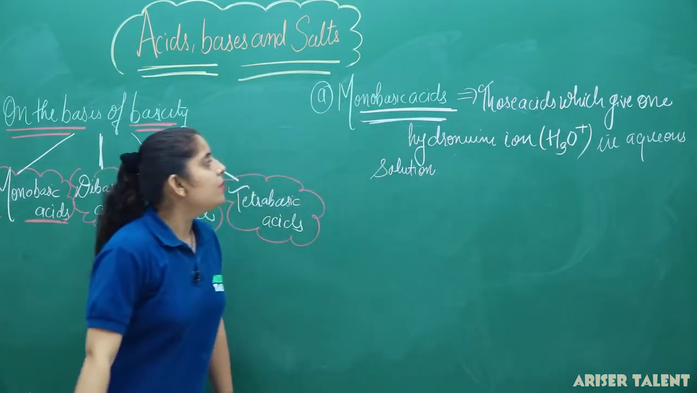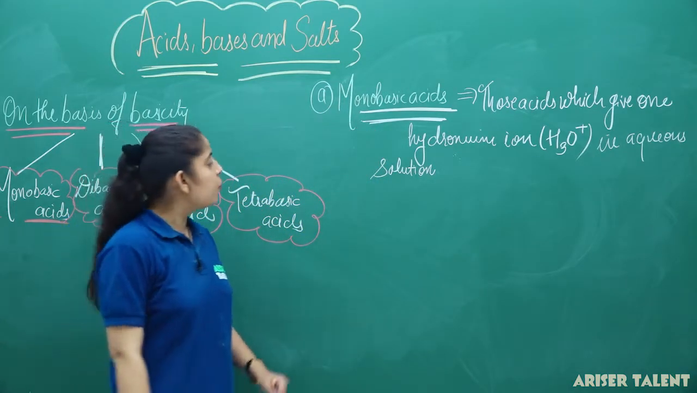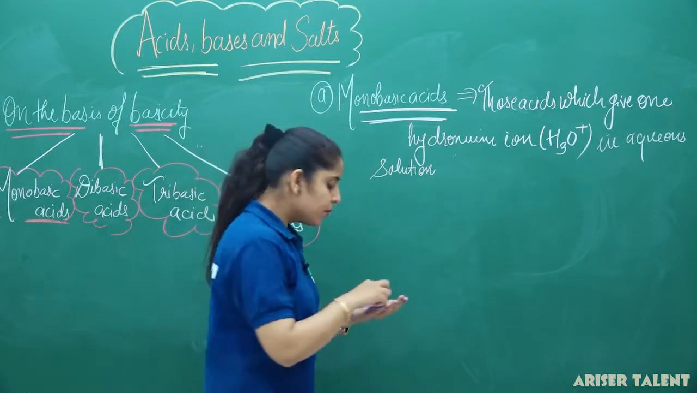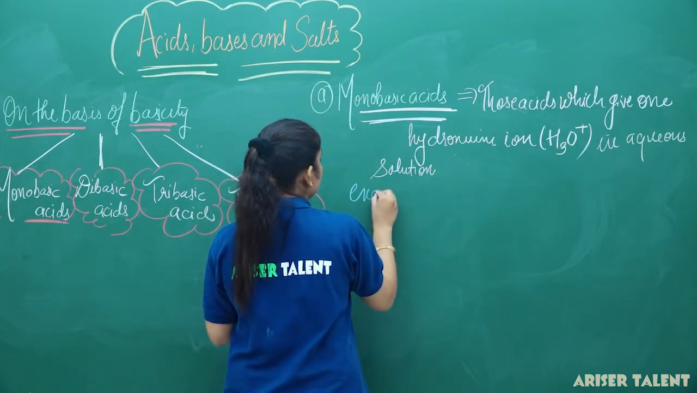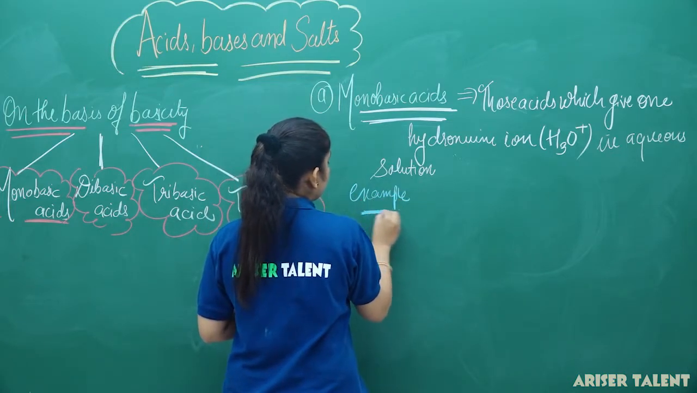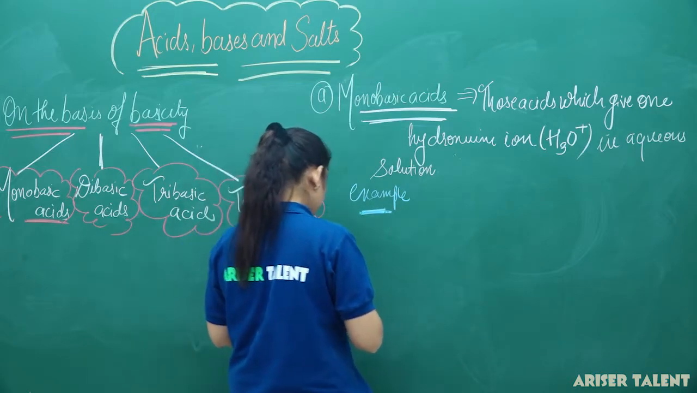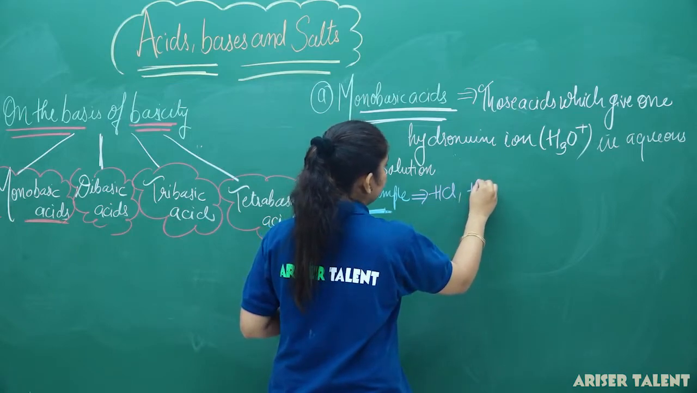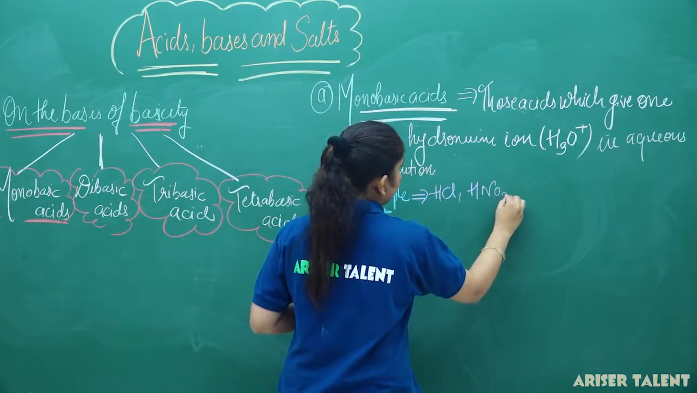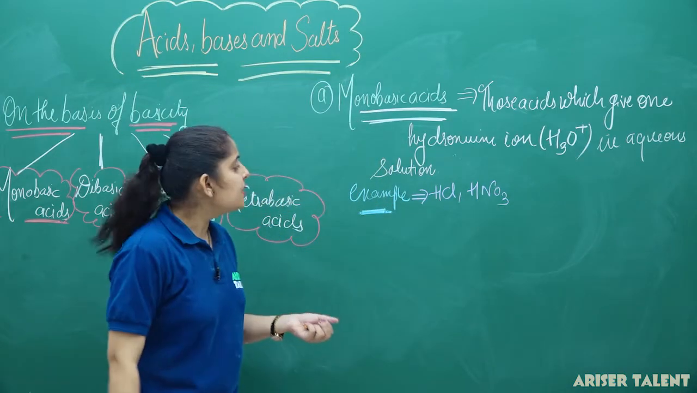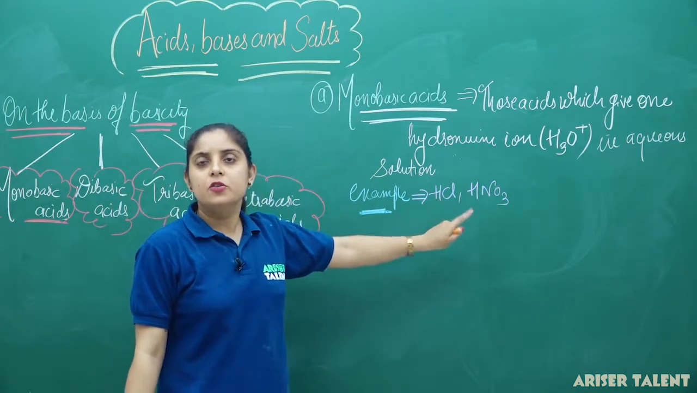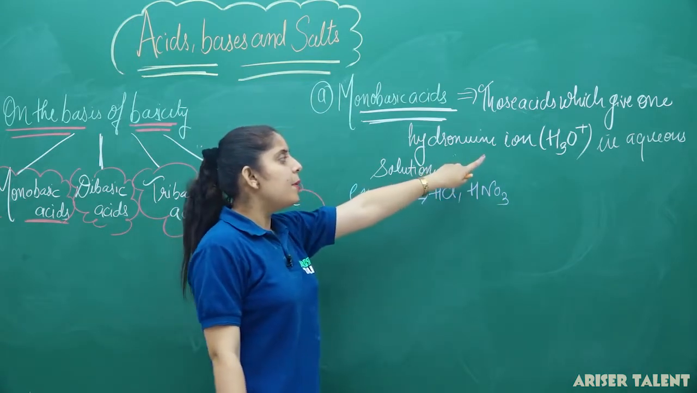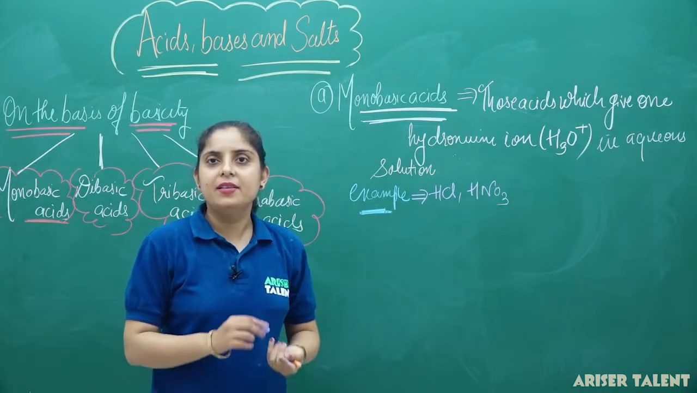Clear? Now let's see what will be the example for this. With the help of the example, it will become very clear what monobasic acids are. The examples are HCl, HNO3. You can see that there is only one hydrogen ion in this. So these are known as the monobasic acid. Mono means single, and they are capable of giving only one hydronium ion in their aqueous solution.